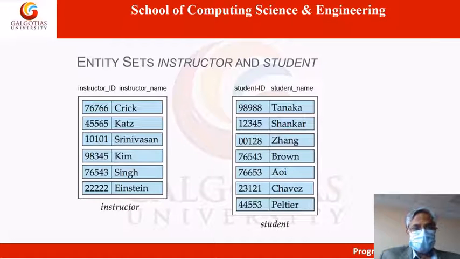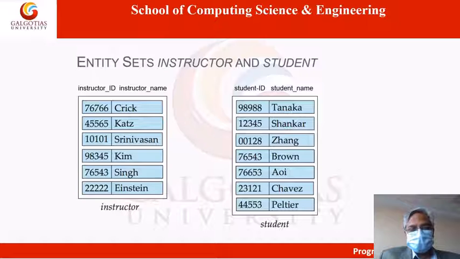So the instructor entity set has two attributes. One is instructor ID and the other is instructor name. Instructor ID values are like 76766. Instructor names are Crick, Katz, Srinivasan, Kim, Singh, Einstein, like this.